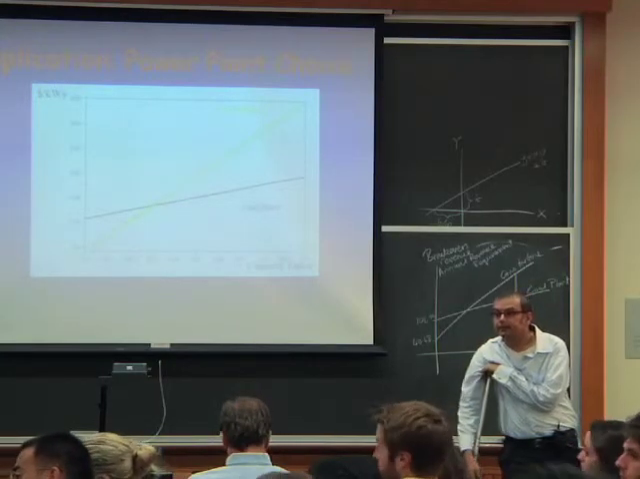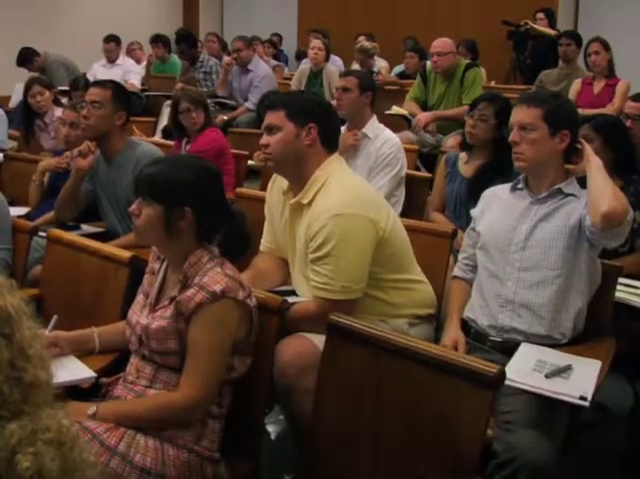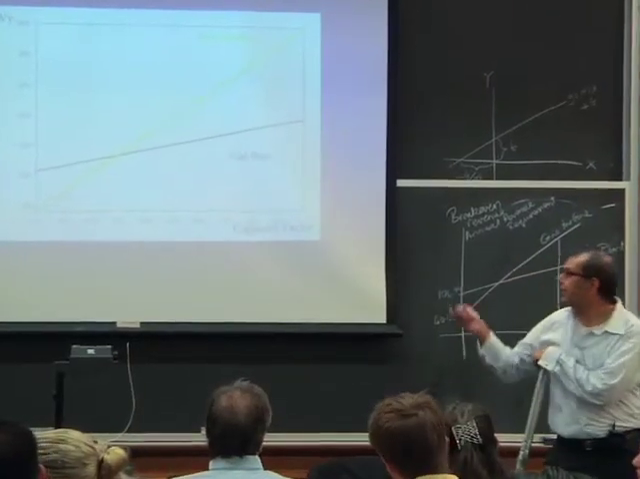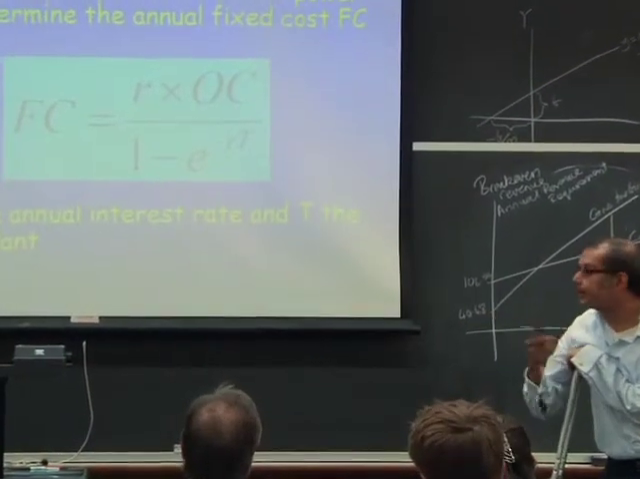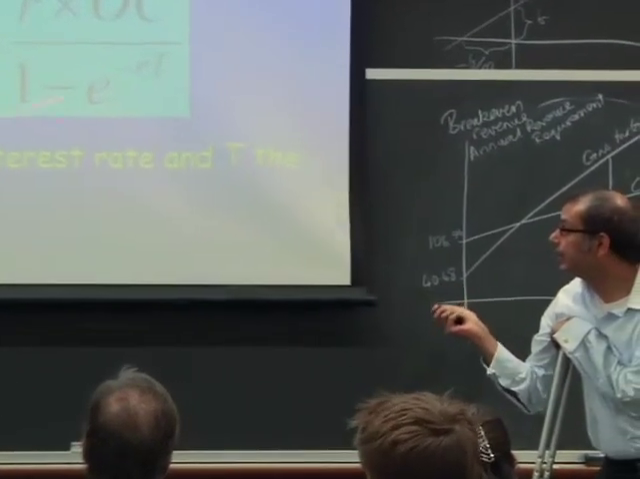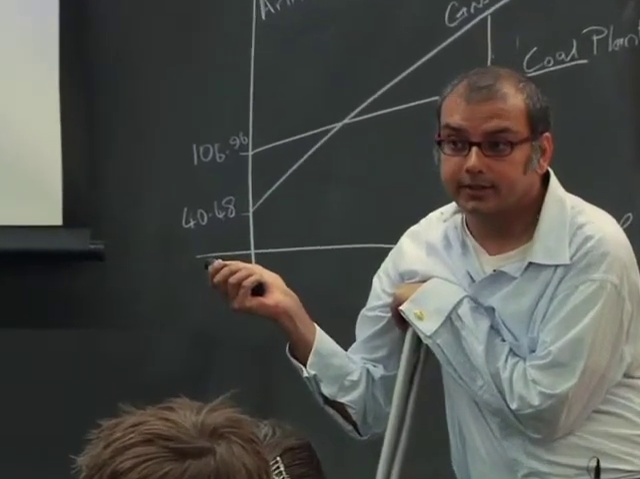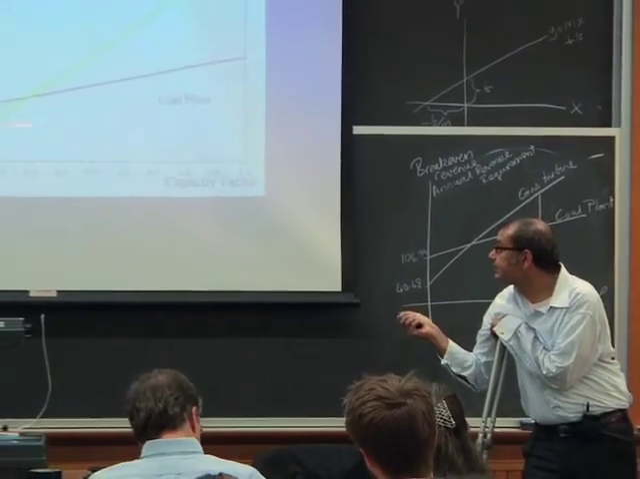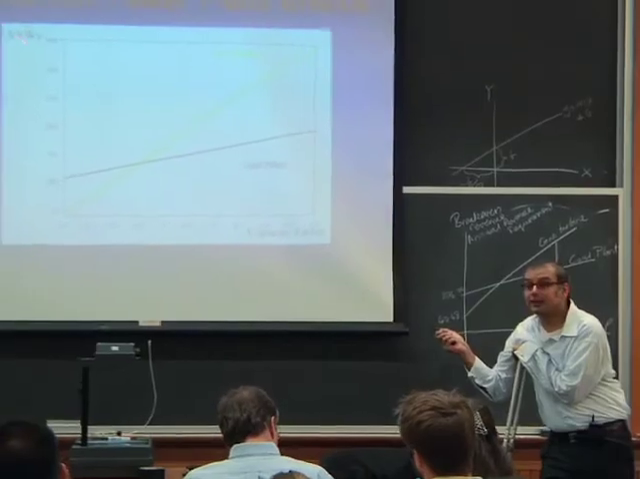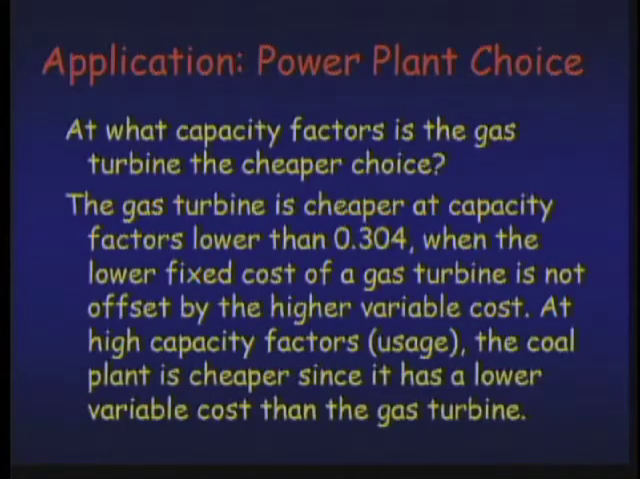Yes? The life of the old plant was 40 years. Yeah. That's factored in already. So that's exactly what you were doing. That's a very good question. That's what you were doing when you made this calculation. You were taking the levelized annual fixed cost. So you are saying, yes, this gas turbine only lives for 20 years, but I've converted that into an annual cost so that the variable and fixed costs are in the same units. Okay, so these costs are per year costs.